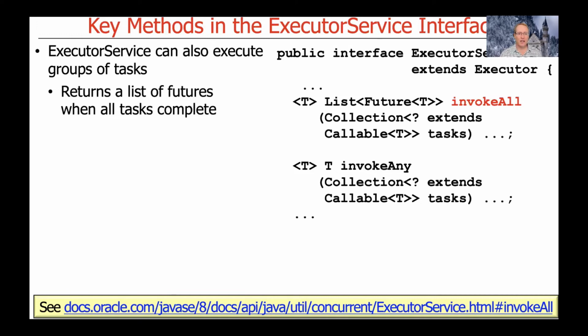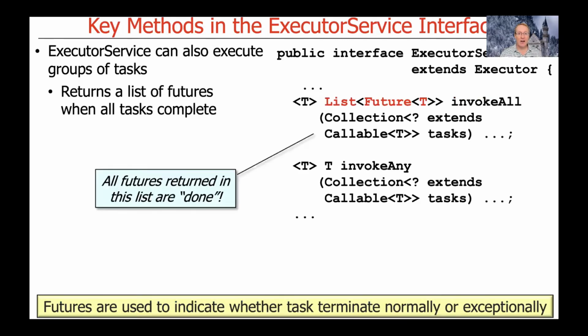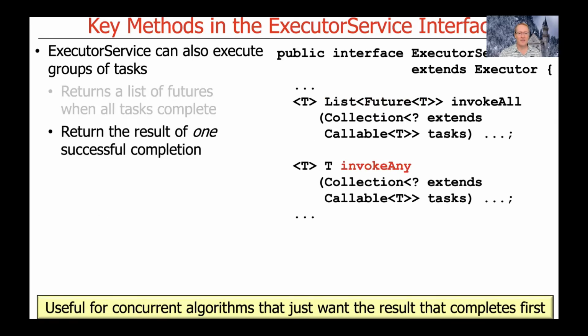And when it's done, it's going to give back a list of futures to all the tasks that completed. And all the futures in this list that is returned are actually done. So we don't have to worry about blocking on them when we go to get the values. And the reason it returns a list of futures as opposed to a list of objects is because that way we can indicate easily whether or not the task completed successfully or unsuccessfully. If they completed successfully, then when you call get, you'll basically get the value, the result of the task. If they threw an exception, then you'll get an exception when you call get. So that's a way to indicate that.